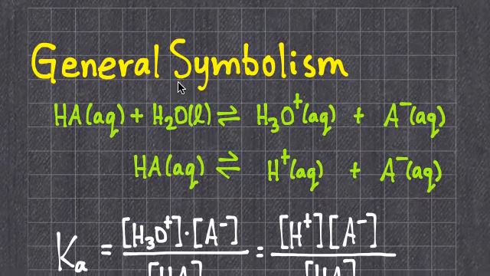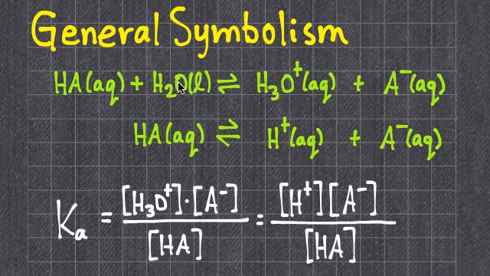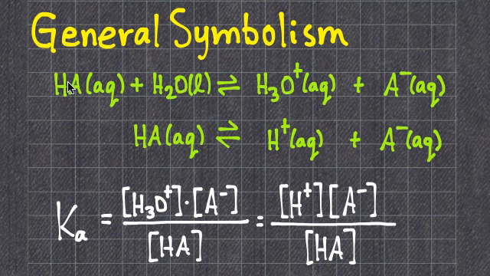The general symbolism, the way we always write these acid-base equilibria, looks like this. HA is the weak acid, it's in water, and some of those hydrogens from the HA transfer over onto the water. The simplified version is HA in equilibrium with H plus and A minus. I could write this equation because pure liquids aren't involved in the equilibrium constant expression, or I could write this one. The difference is H3O plus versus H plus, but we know that H plus in water is really H3O plus.